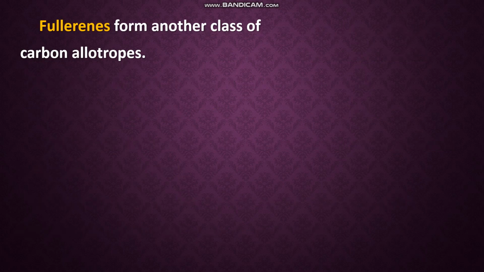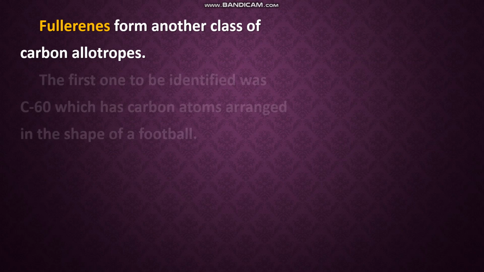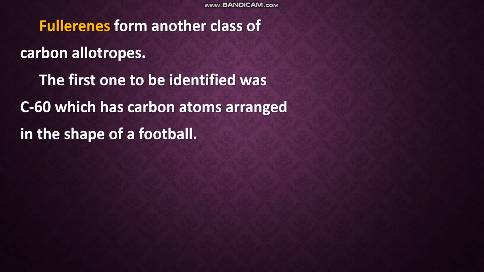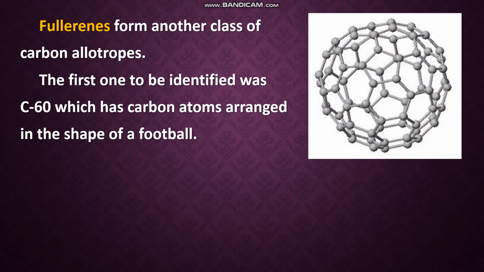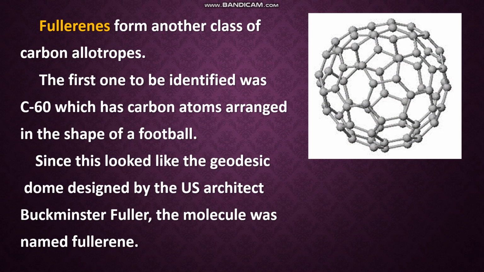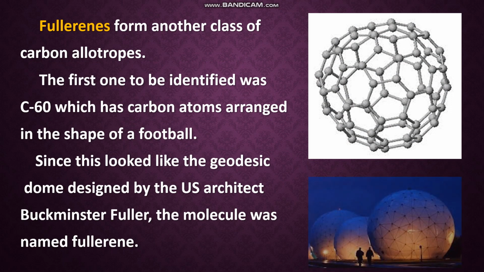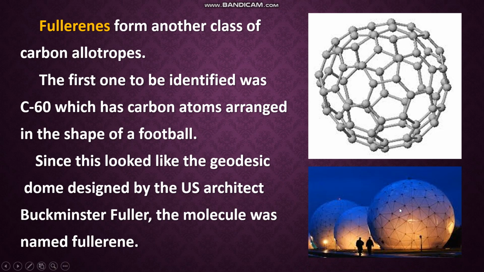Now another crystalline allotrope of carbon is fullerene. The first one among the fullerenes identified was C60, which has carbon atoms arranged in the shape of a football. Since this looked like the geodesic dome designed by the US architect Buckminster Fuller, the molecule was named fullerene. So it is similar to the geodesic dome. That's the reason it is given the name fullerene.